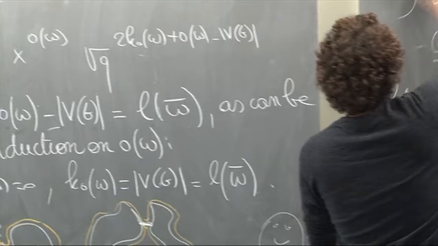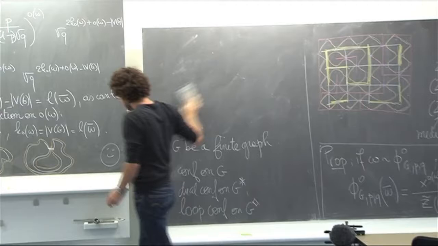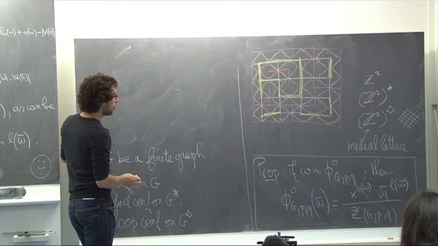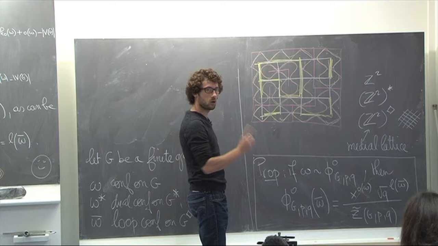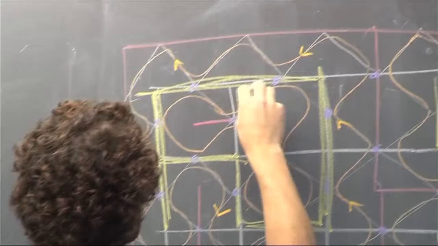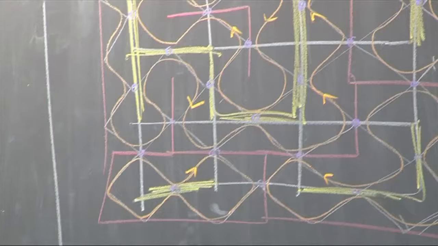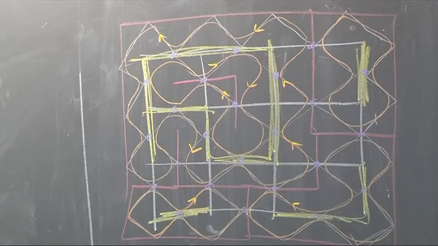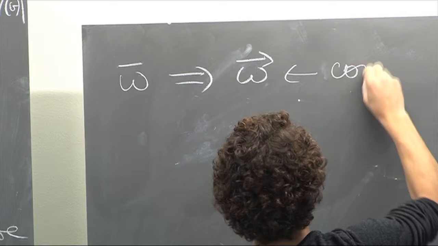So imagine you do two more operations. The first one is you orient the loops. You just take a loop and say there are two possible orientations. So let's orient, for instance, this loop like that. So it's going to go like that. This loop is oriented like that, etc. So from a loop configuration omega bar, I can give you an oriented loop configuration. So this is a configuration of oriented loops.